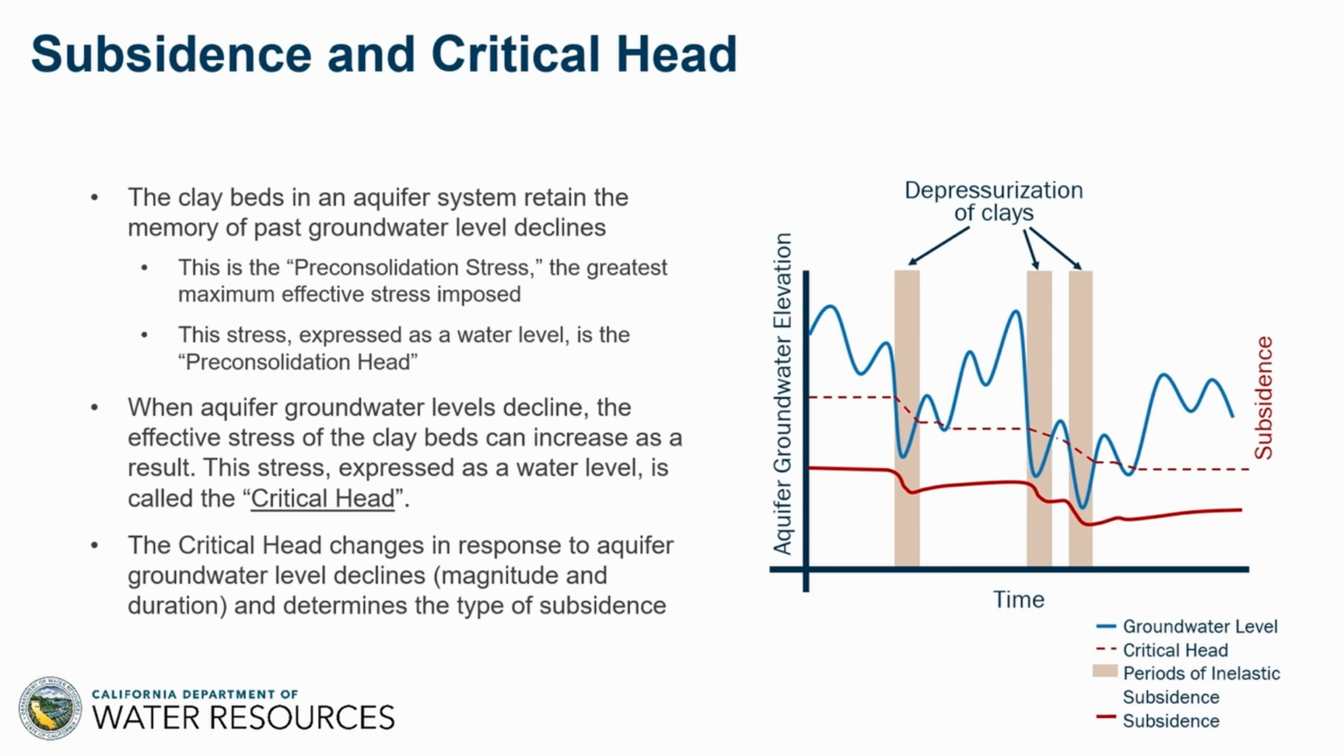On this figure, you see the same thing happening 2 more times in succession, where the groundwater level declines below the critical head, resulting in subsidence and decreasing the critical head level.